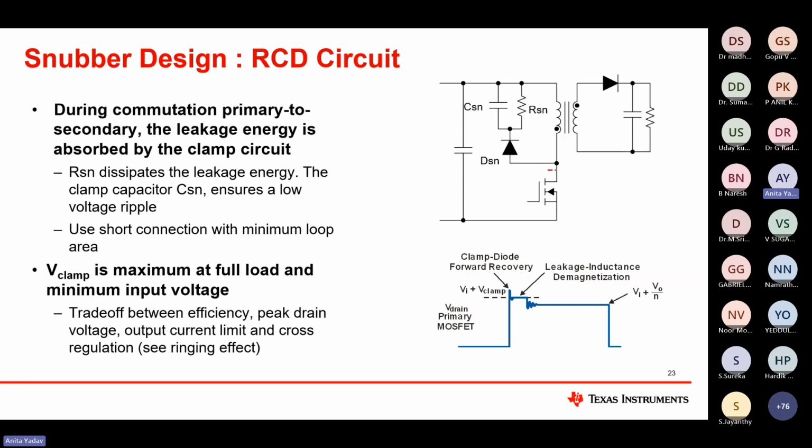Second thing, at higher power and minimum input voltage, this ringing keeps on increasing. The higher this ringing, the chances of damaging the FET are very high. So it is recommended to have a transformer with a leakage inductance close to approximately 1%.